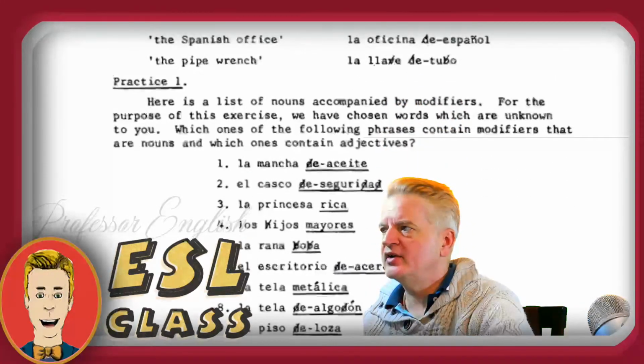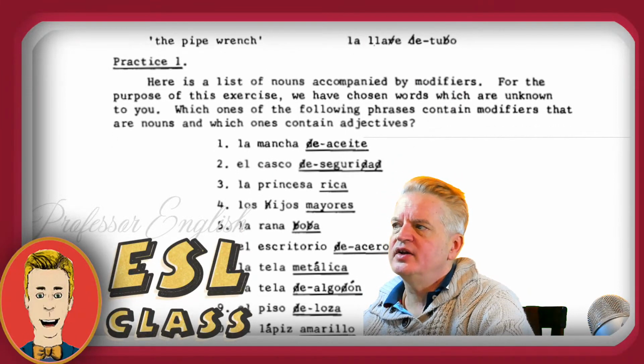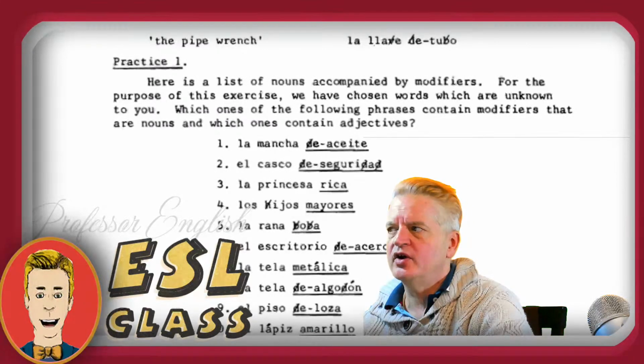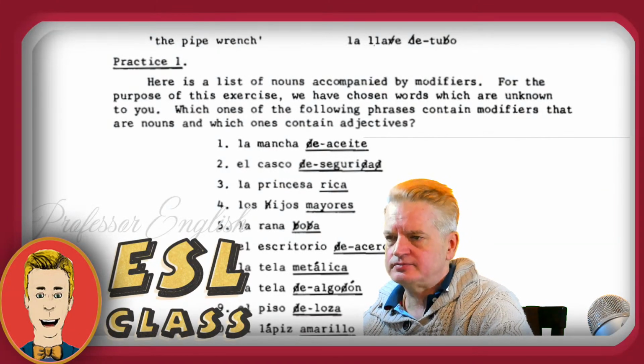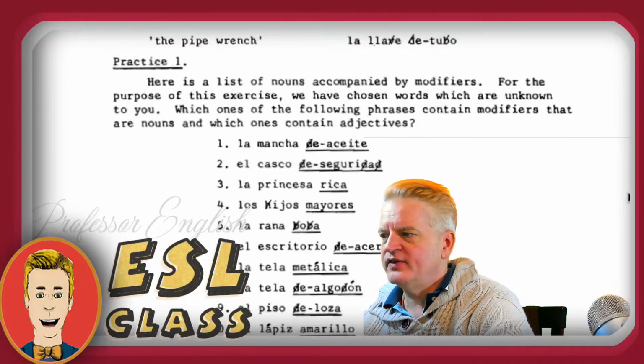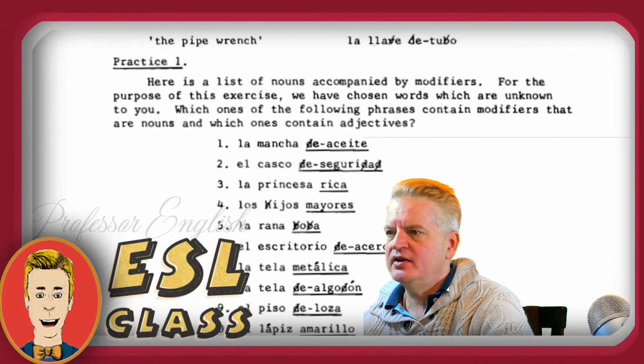Practice 1. Here is a list of nouns accompanied by modifiers. For the purpose of this exercise, we've chosen words which are unknown to you. Which ones of the following phrases contain modifiers that are nouns, and which ones contain adjectives? So we can tell if they're nouns because they'll have de in front of them.